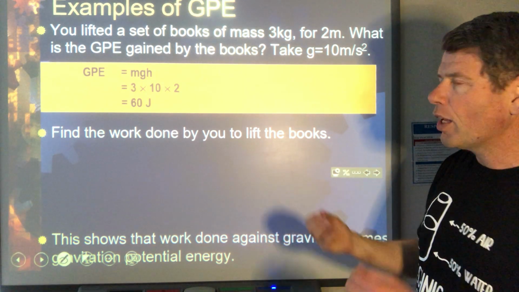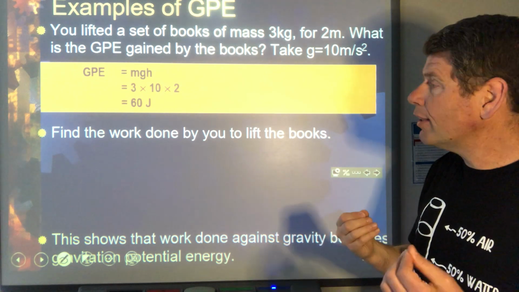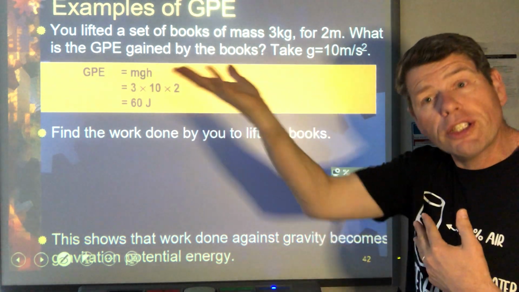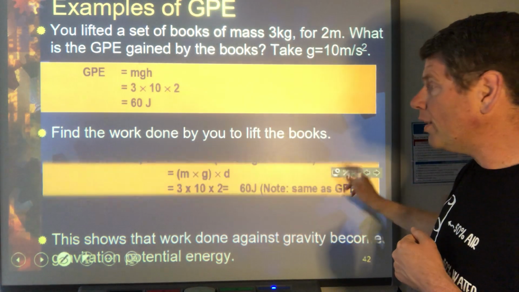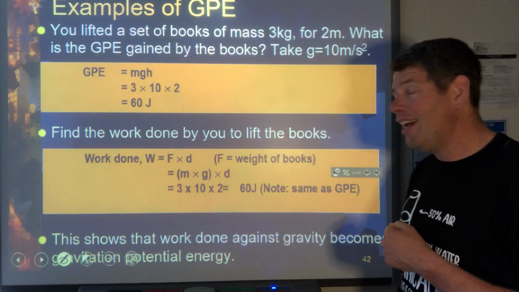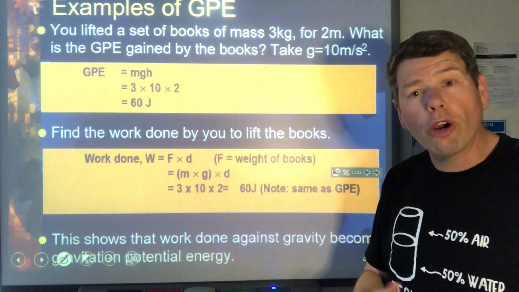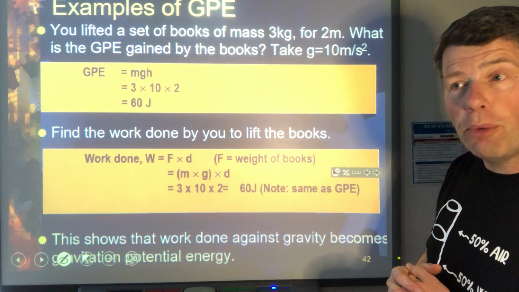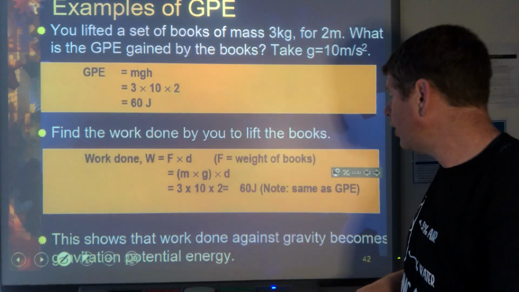Now, as a work-energy theorem question, what would be the work done by you to lift the books up to that height of 2 meters? Well, I hope you understand that it's the same, right? We've simply transformed our work into the gravitational potential energy of the books. It is stored in that form, all right?